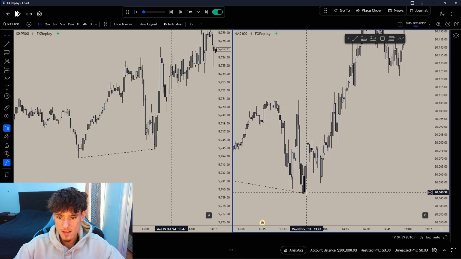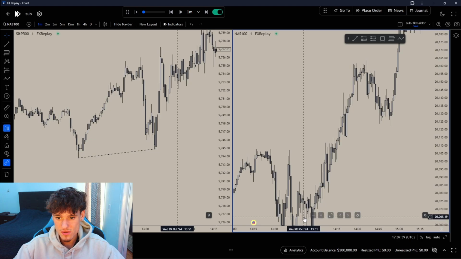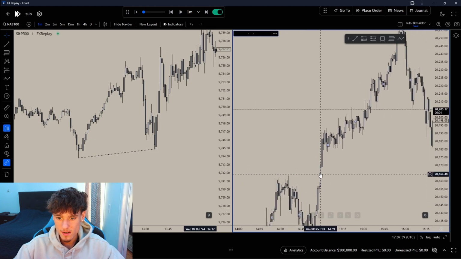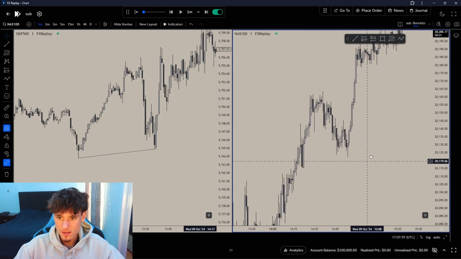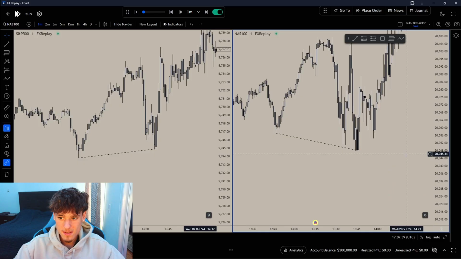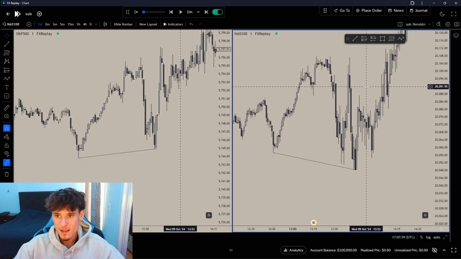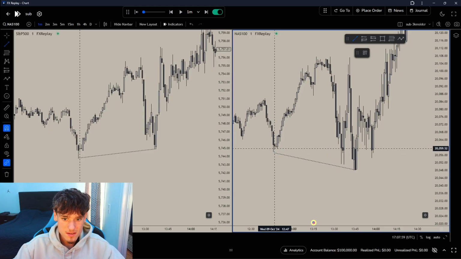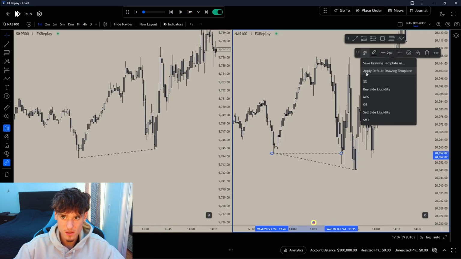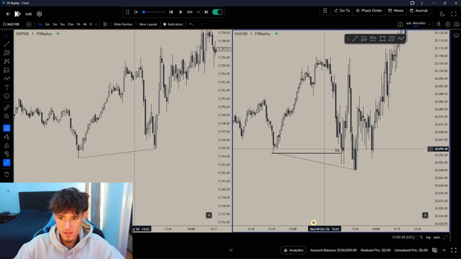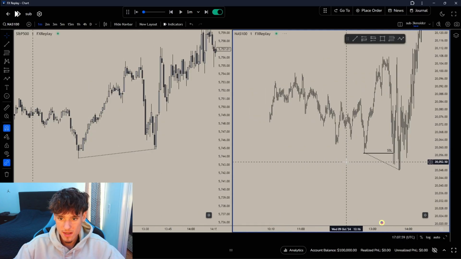And look at this reaction off of this. Look at this strong push upwards. And then we had another strong push. This just goes to show SMTs are so powerful. On top of it, imagine say your strategy, you're always looking for sell side liquidity or buy side liquidity. Well, mark that out. We have sell side and we have that SMT.